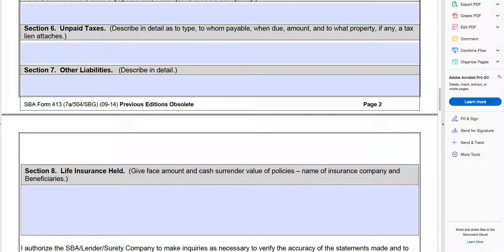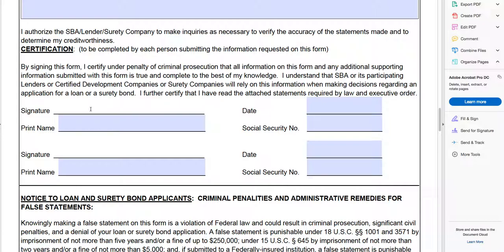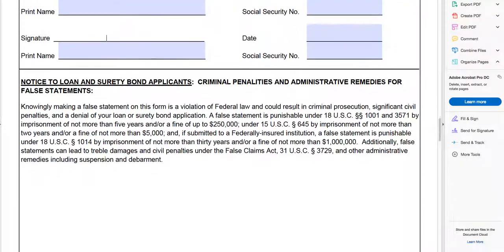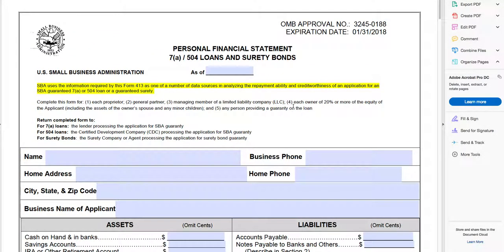In Section 8, this is the life insurance held. You have to give the face amount and the cash value of these policies, the name of the insurance company, and the beneficiaries. And as soon as you're done with this section, you've finished the 413. The next section here is signing the PFS. Sign, print, date, and social security number for both yourself, and if you have a spouse, your spouse will have to sign as well. With this personal financial statement, you've completed one of the various documents required to successfully apply for a loan.